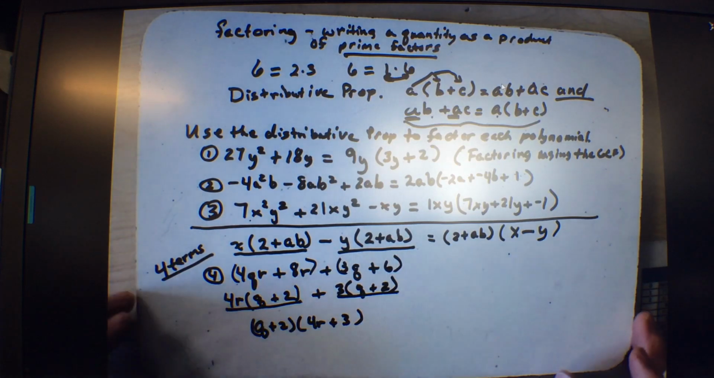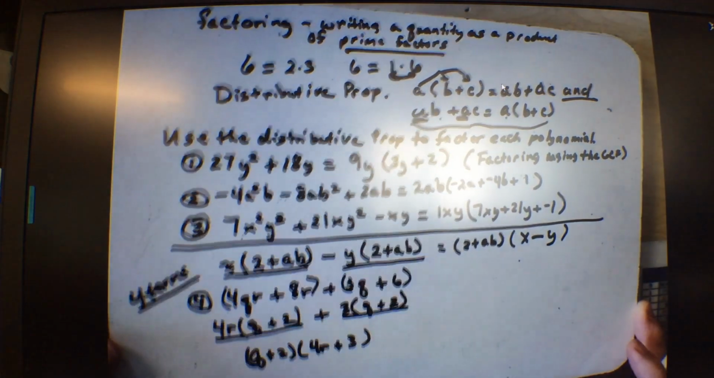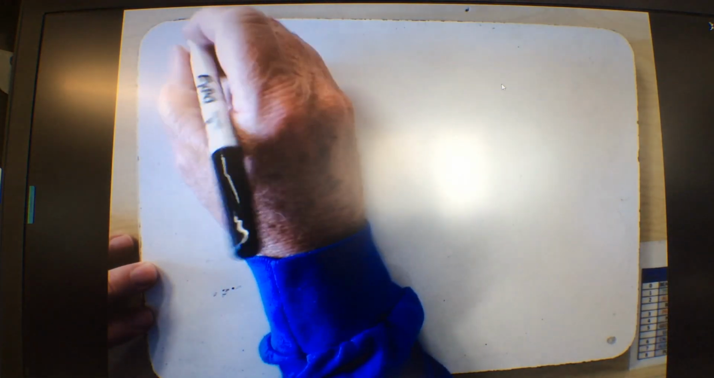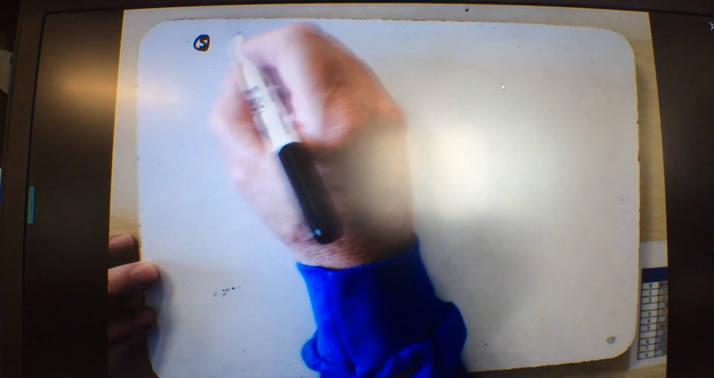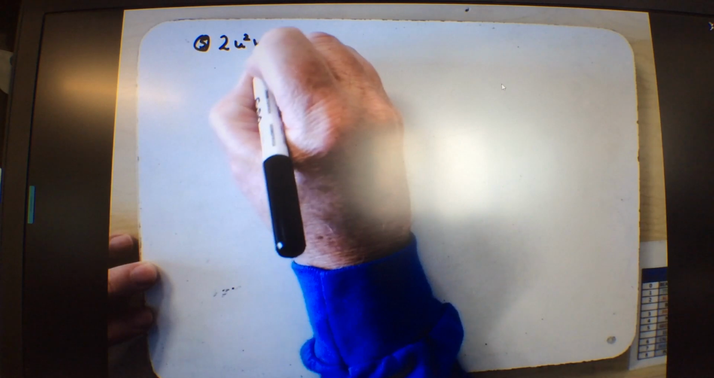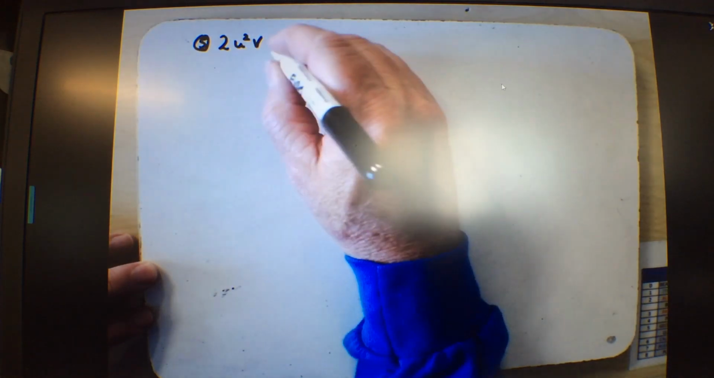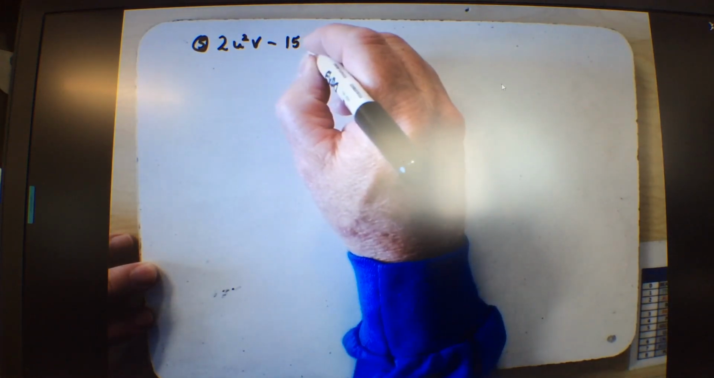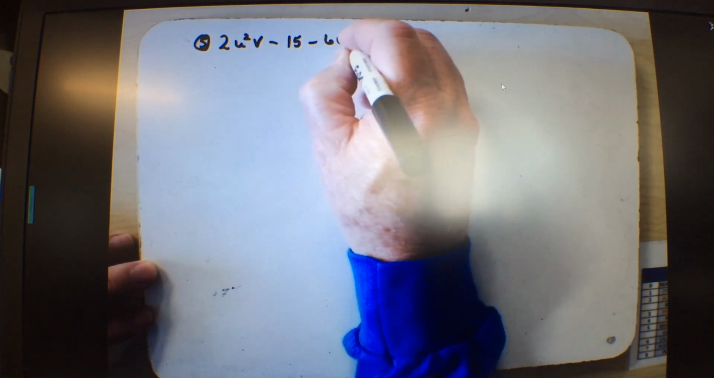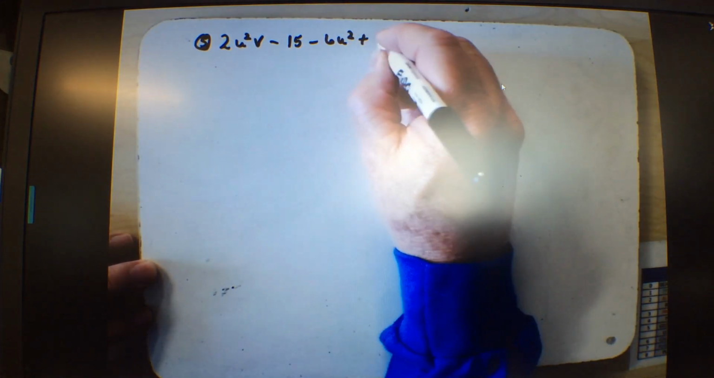Okay, questions about that? All right, let's try. I'm going to try several of these, Jackson, so hang with me, because these are the hardest part of them, okay? So I'm on question number 5. And I got this one, 2u squared. I'm nervous about using u and b, but I'm going to do it. Minus 15 minus 6u squared plus 5b.